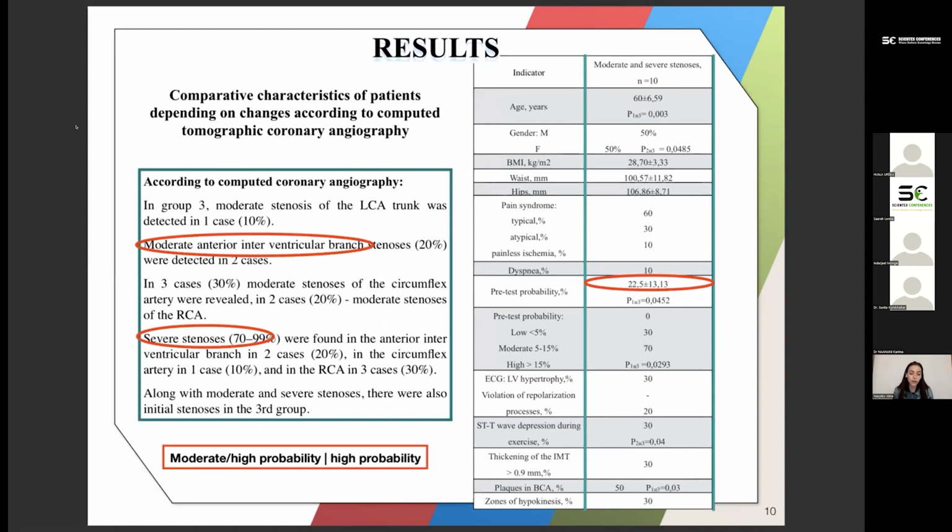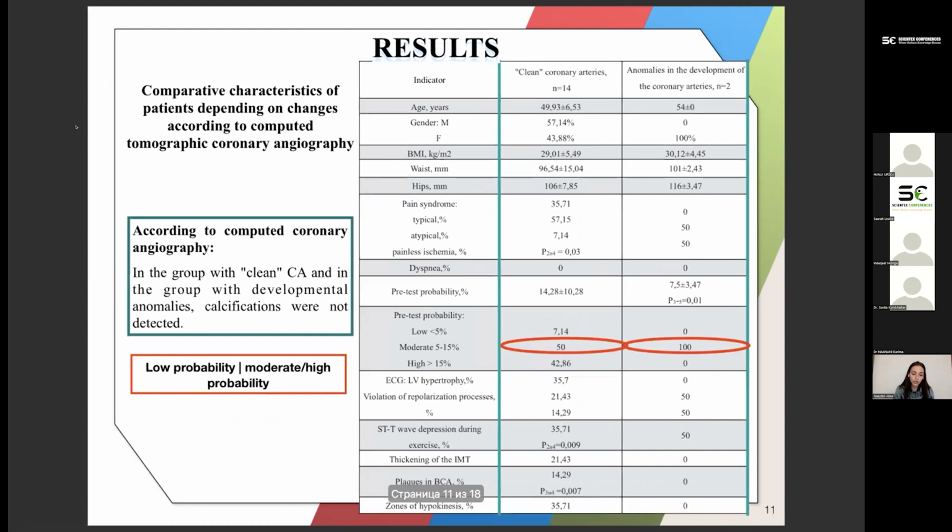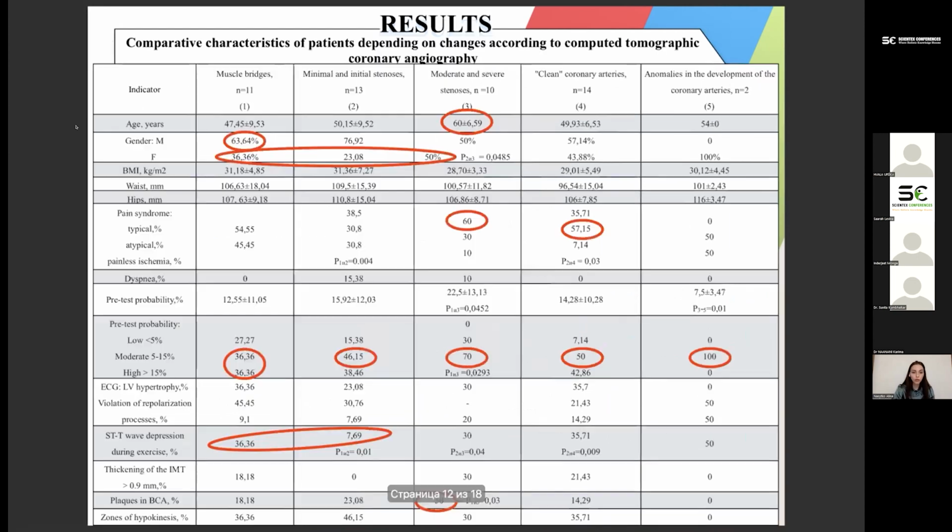In group 3, moderate stenosis was found in the left and right coronary arteries, anterior interventricular and circumflex arteries, and severe stenosis of the anterior interventricular and circumflex arteries and the right coronary artery. Conclusion: coronary angiography showed a moderate to high probability, the test high. No calcifications were found in the group with coronary artery anomalies. Conclusion: coronary angiography showed a low probability, the test moderate.